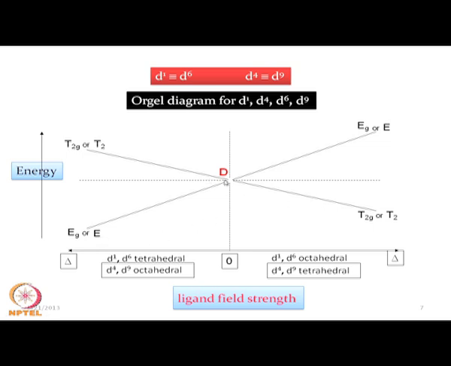Similarly, on the right hand side, the D will be splitting in the opposite fashion. In the opposite fashion, what the splitting is for octahedral, it is D1 and D6. So T2G will be the ground state and EG will be the excited state. For the similar d orbitals, we find that T2G is the ground state and EG is the excited state, and without the G subscript we have the corresponding levels for the tetrahedral field.